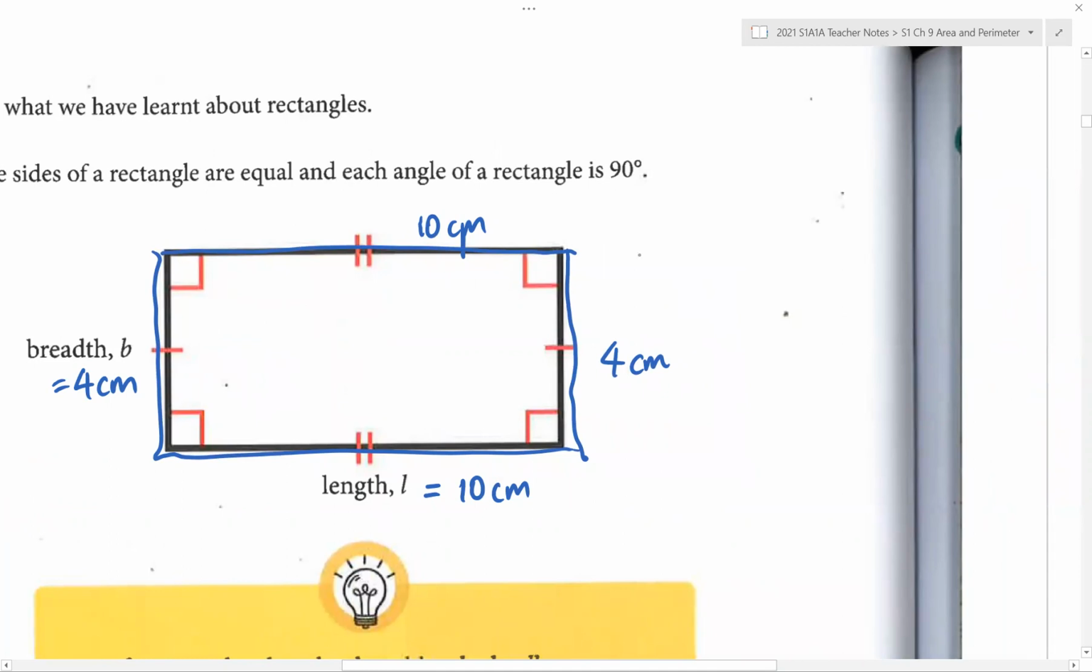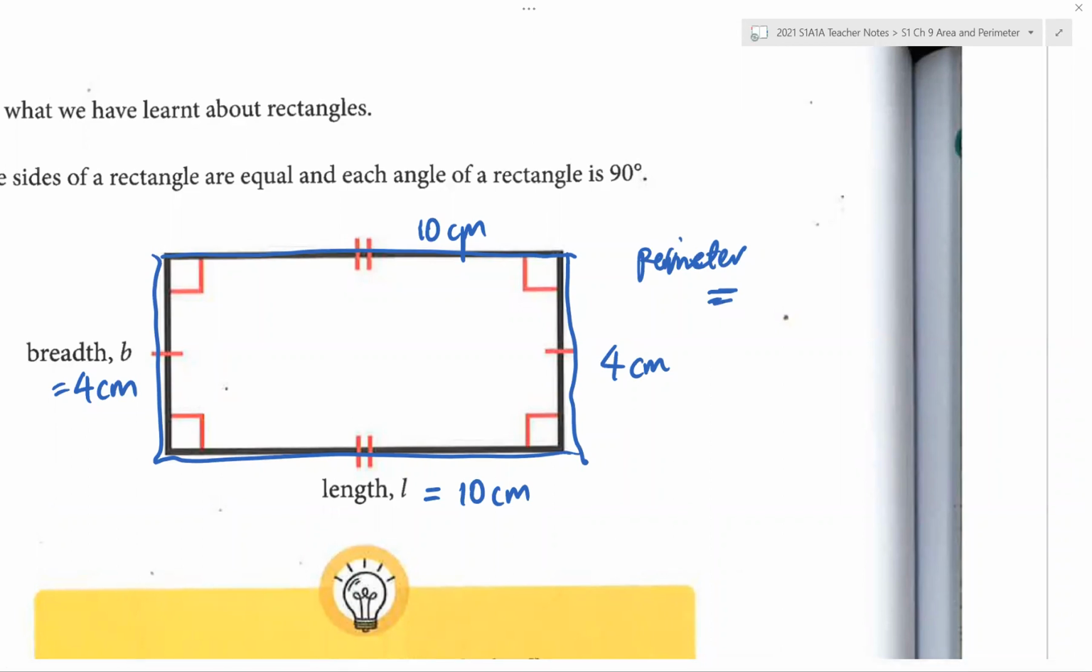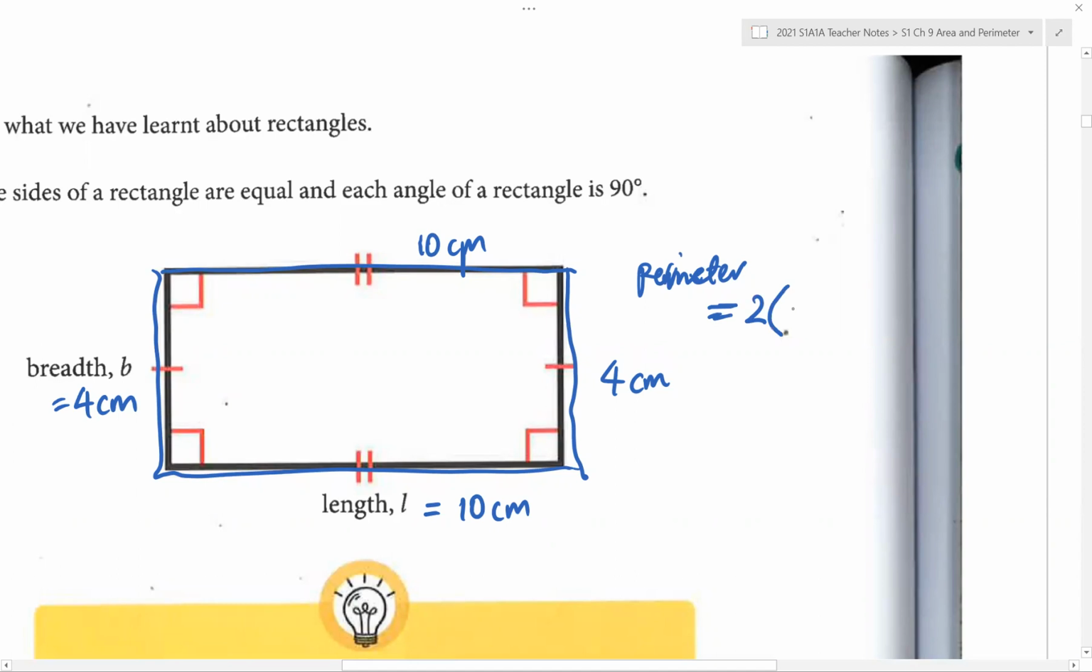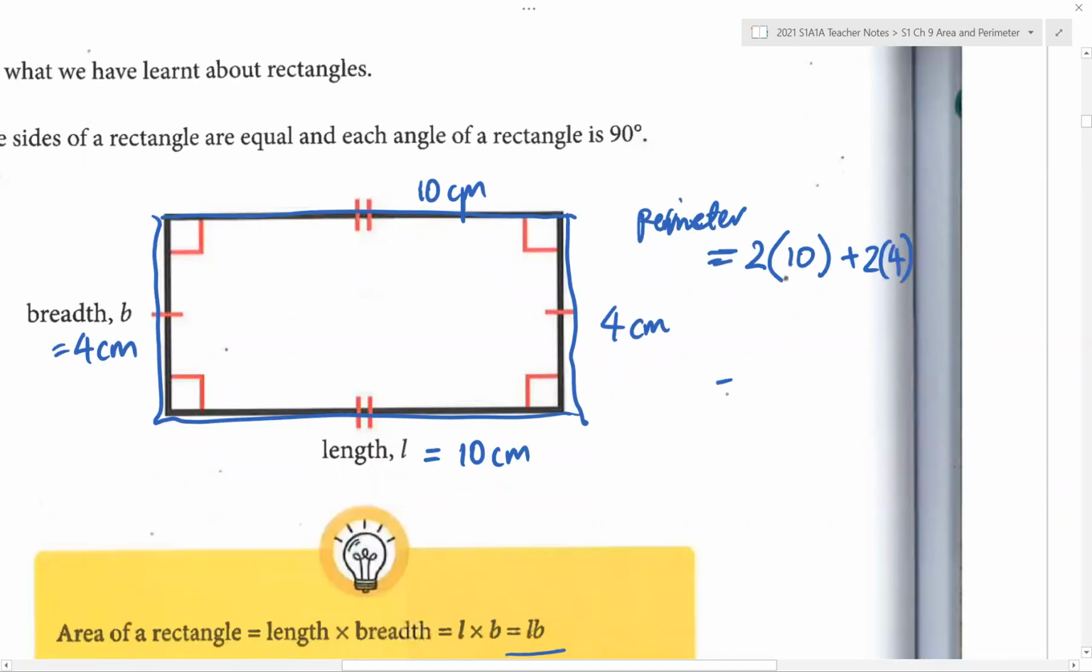So we say that perimeter equals to, watch what I'm going to do. I'm not going to just simply add. I'm going to do this: 2 times 10 plus 2 times 4. And we get 20 plus 8, which is 28 cm. Is this okay? Any questions about this?